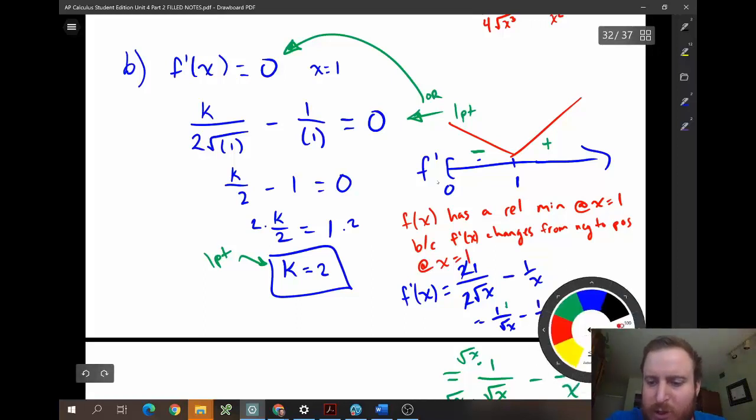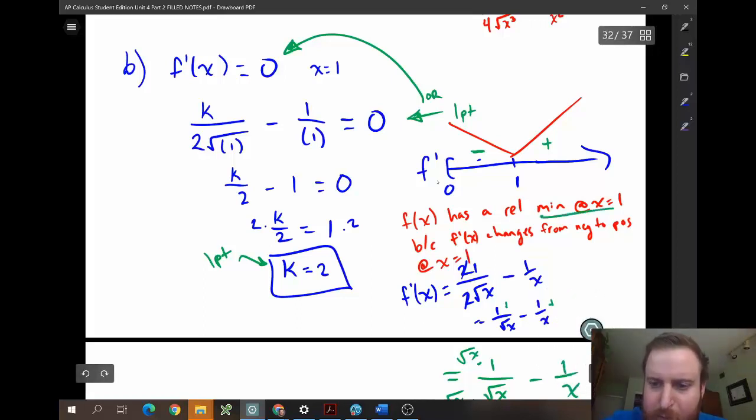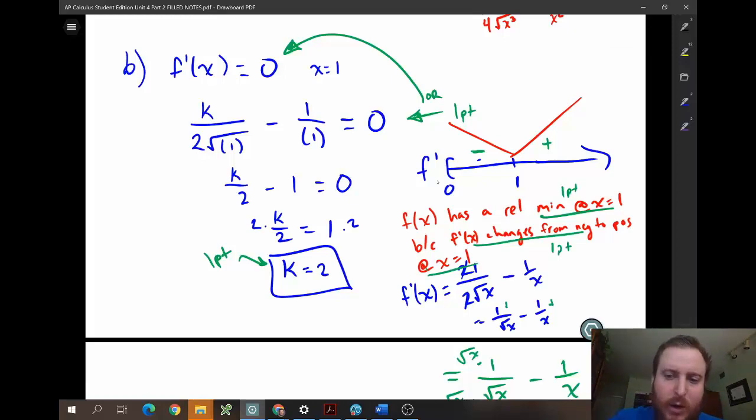So this was worth 2 points here. You got 1 point for stating that it was a minimum. And if you just guessed without showing any work, they're not going to give you the point. And then 1 point for this explanation. So you need to at least try to show some kind of a number line in order to justify it.